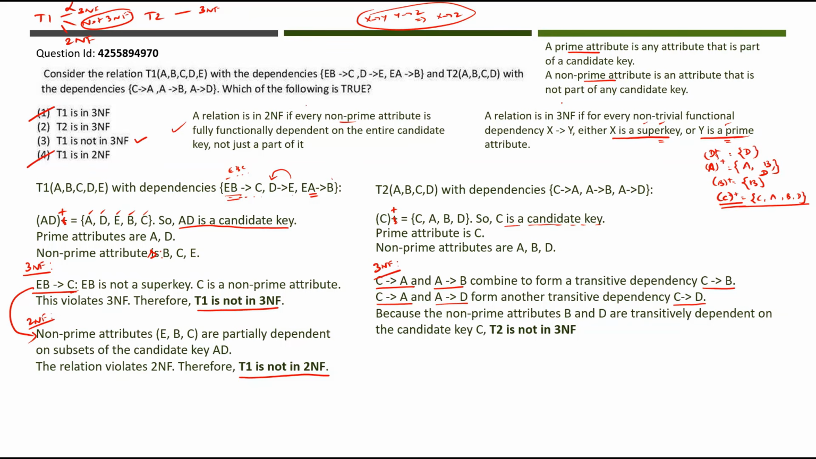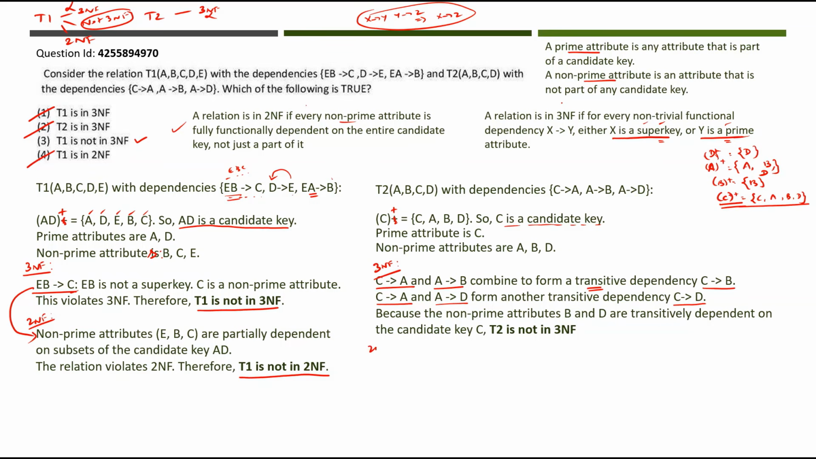The normal form that is actually in 2NF as well as which does not have any transitive dependency will be in third normal form. But here we have transitive dependencies which states that T2 is not in 3NF, ruling out even option 2. This is also false because the non-prime attributes B and D are transitively dependent on the candidate key C. T2 is not in 3NF.